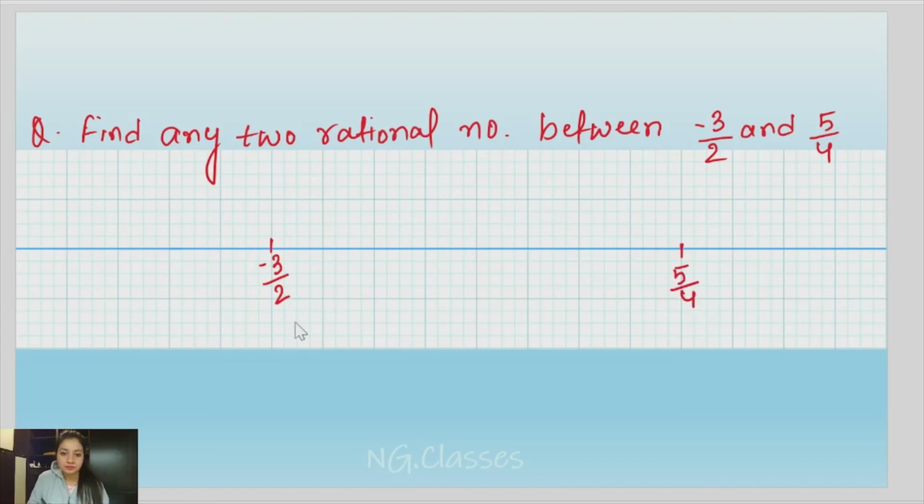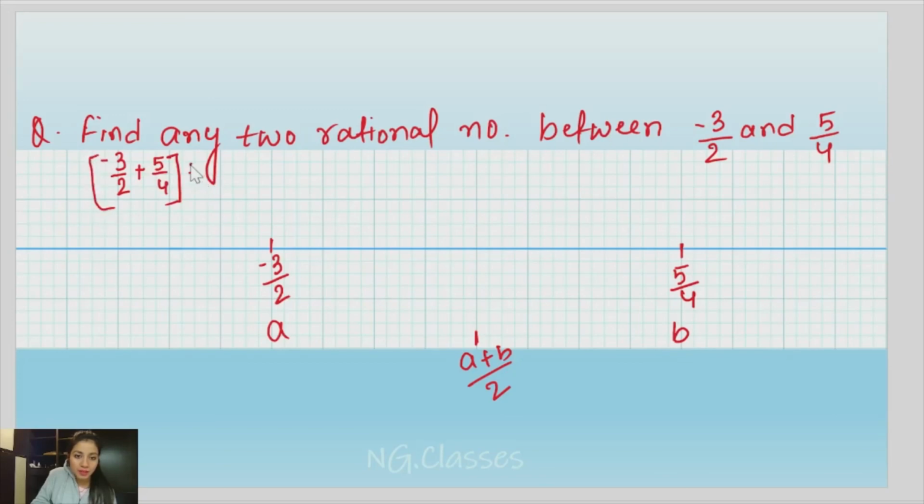Now suppose this one is A and this one is B. If we have to find the middle point of A and B, what do we do? We do A plus B by 2. A similar concept we will apply here. So, minus 3 by 2 plus 5 by 4, divided by 2. Do it.